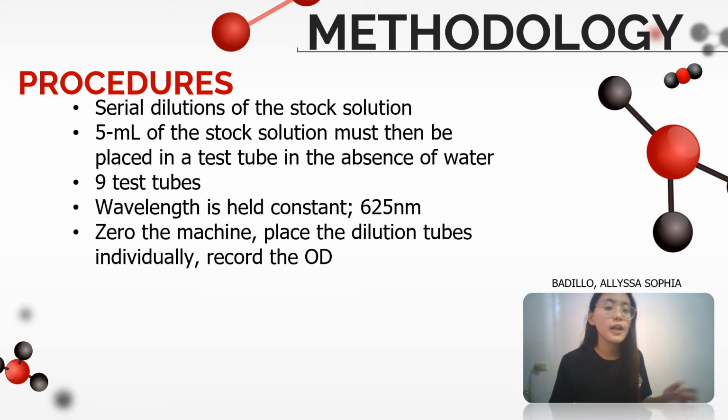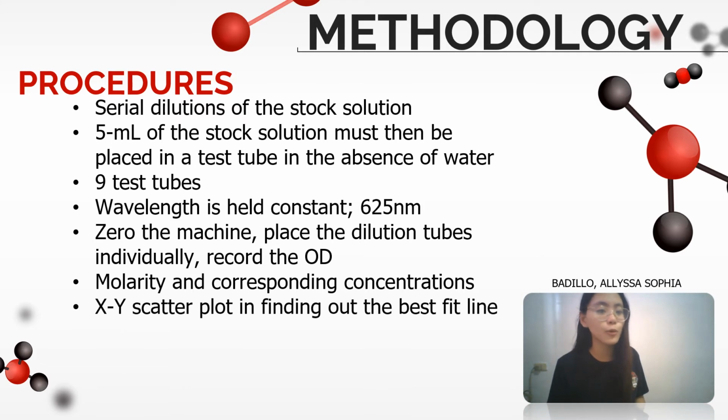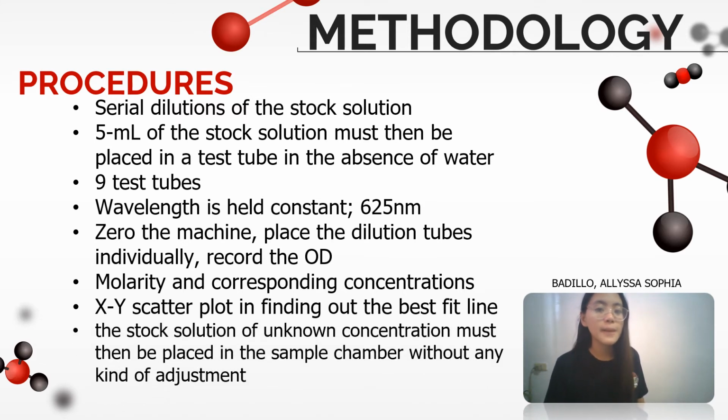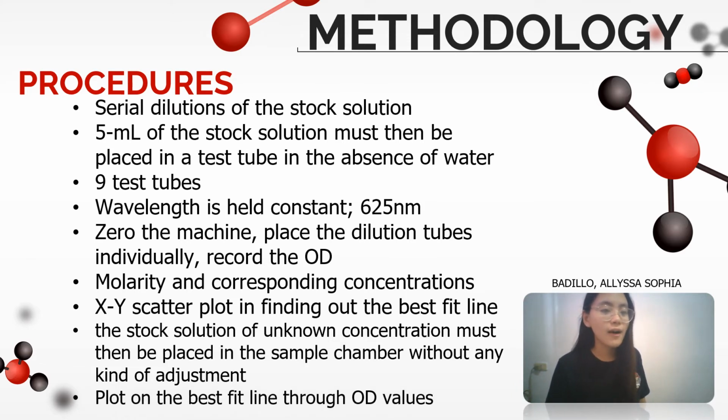Together with this data, the molarity and the corresponding concentrations are obtained and calculated. The acquired data must then be plotted in an XY scatter plot in order to find the best fit line. Lastly, the tube with the stock solution of unknown concentration must be placed in the sample chamber without any adjustments. When the standard curve for this wavelength is established, the sample with an unknown concentration must be plotted on the best fit line through the use of the OD. With this, the corresponding concentration can be deduced.